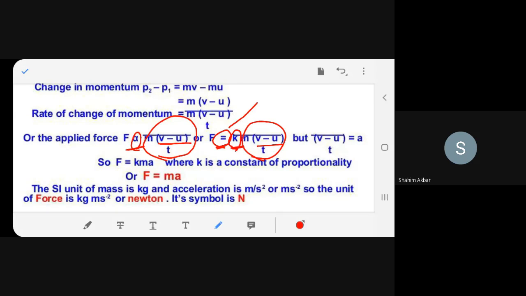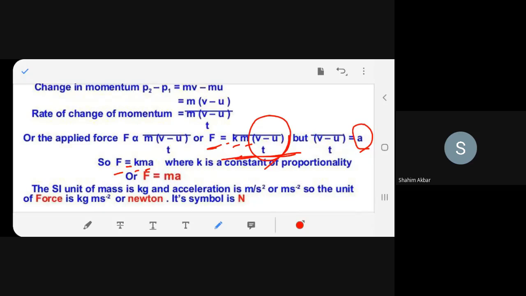Okay. But we also know that change in velocity per unit time is acceleration. Yes or no? Yes, we learned earlier. So instead of v minus u upon t, what will we put? A. So F is equal to K, M, and instead of v minus u upon t, we are writing A. So now the equation becomes F is equal to KMA.